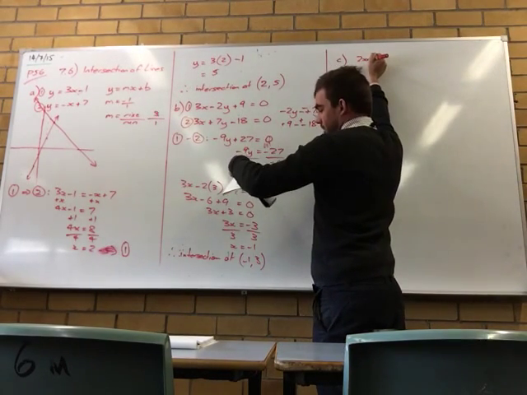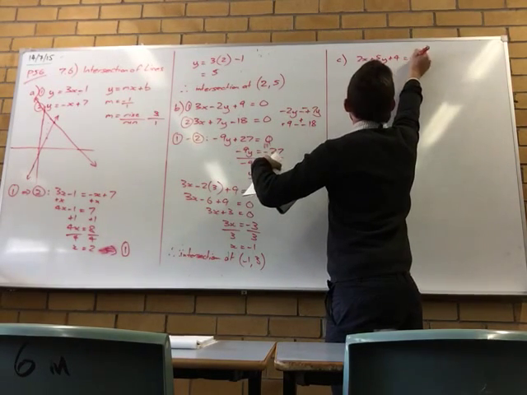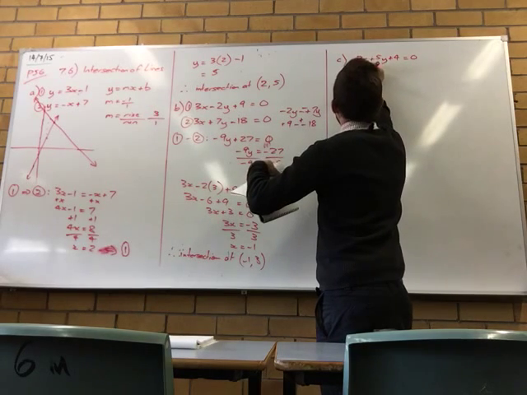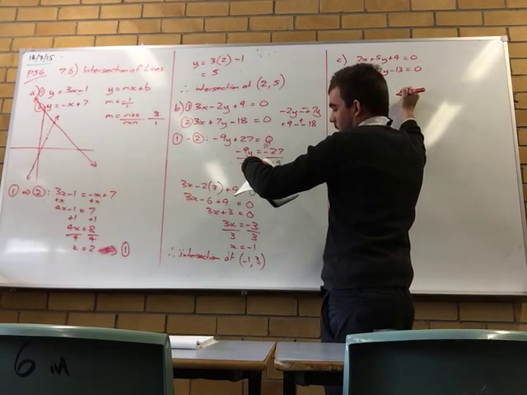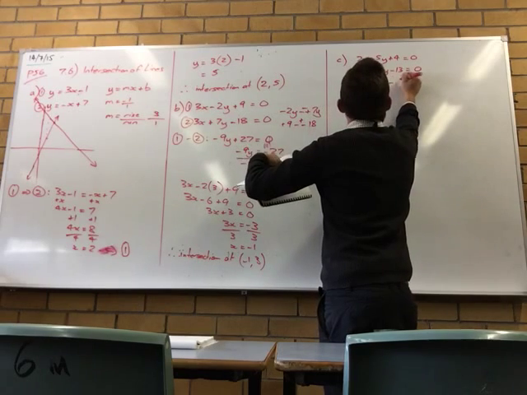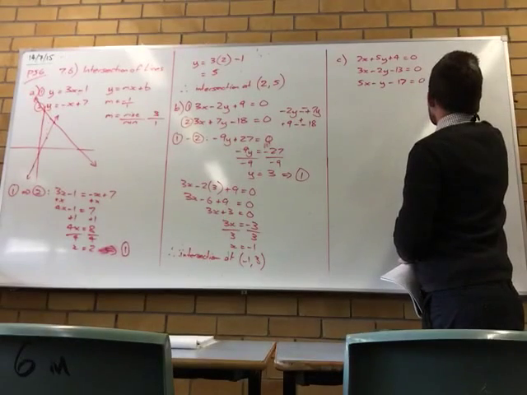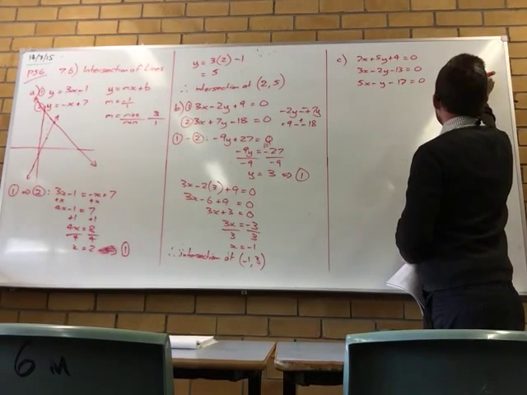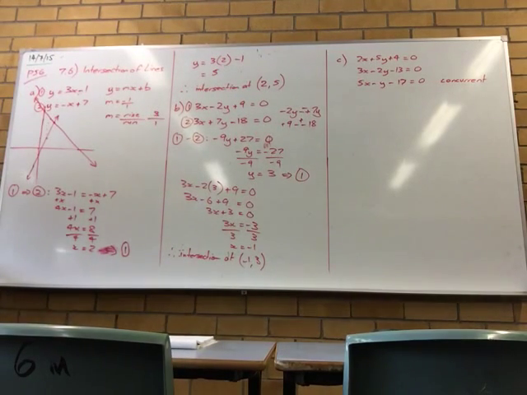Right, 2x plus 5y plus 4 equals 0. 3x take away 2y take away 13 is 0. 5x take away y take away 17 is 0. We are asked to show it is concurrent. Have we seen that word before? Common point. Okay, so lines, all three lines all cross over the same point. That's what concurrent means.